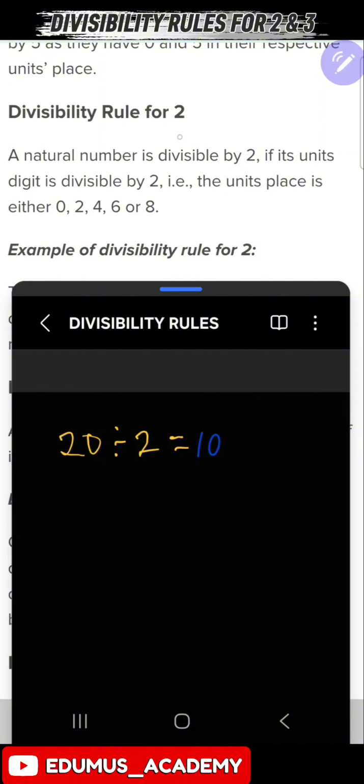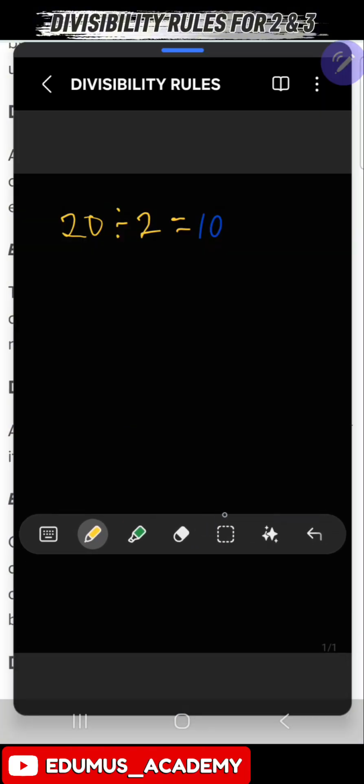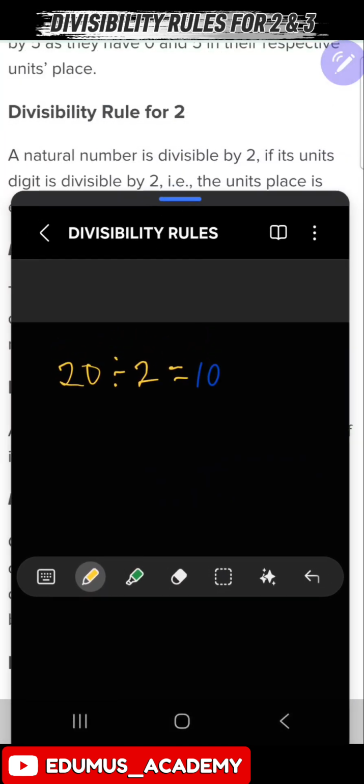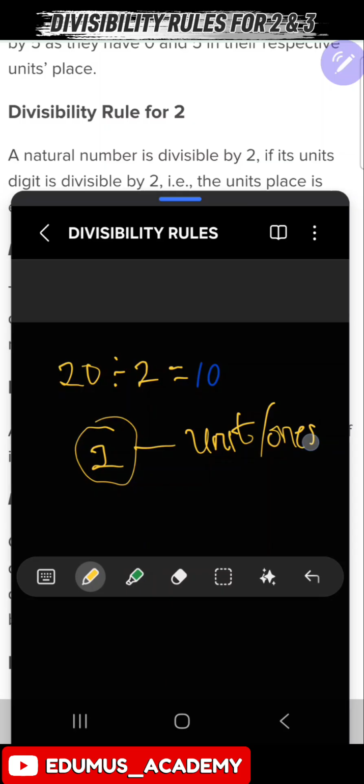So, divisibility rule for 2: a natural number is divisible by 2 if its unit digit is divisible by 2. By the way, what do we mean by unit digit? Let's not forget our tens and unit, our place value. If you have a number like 2, there's only one place value here, and that's the unit, or ones, right?